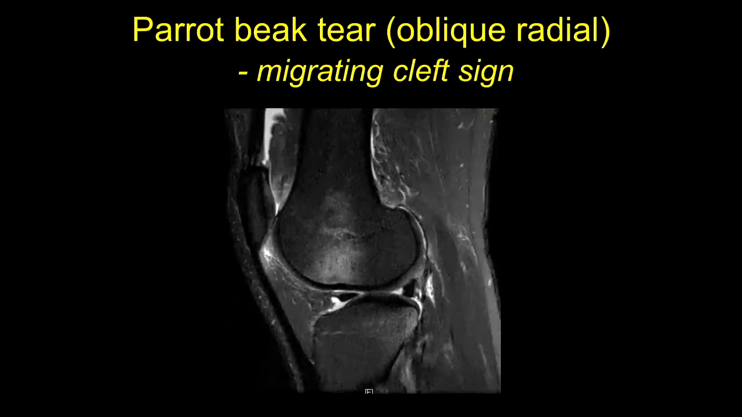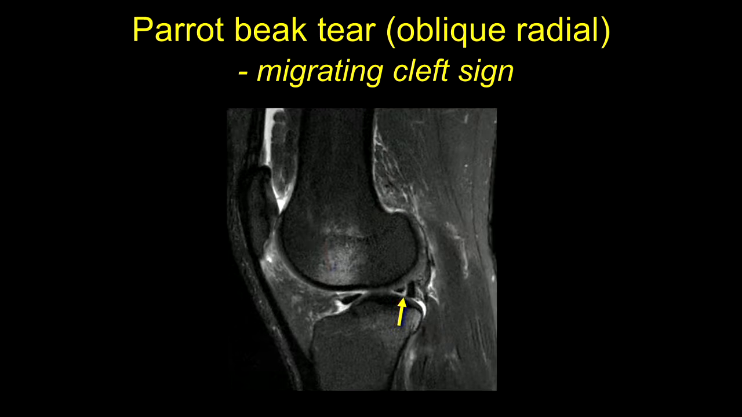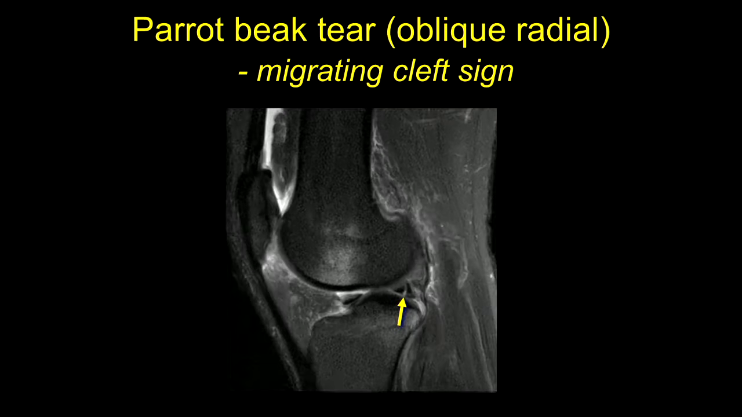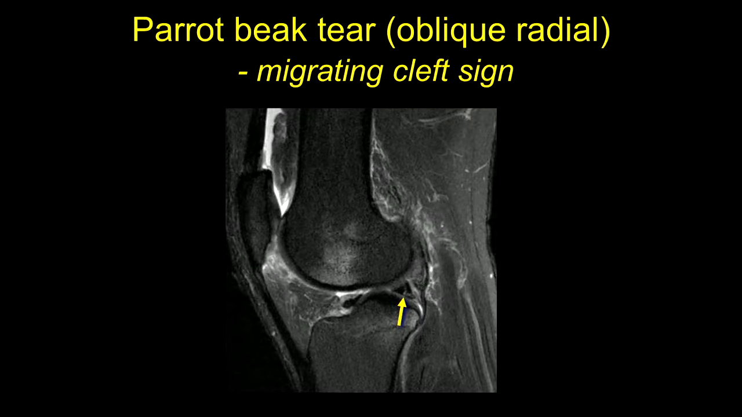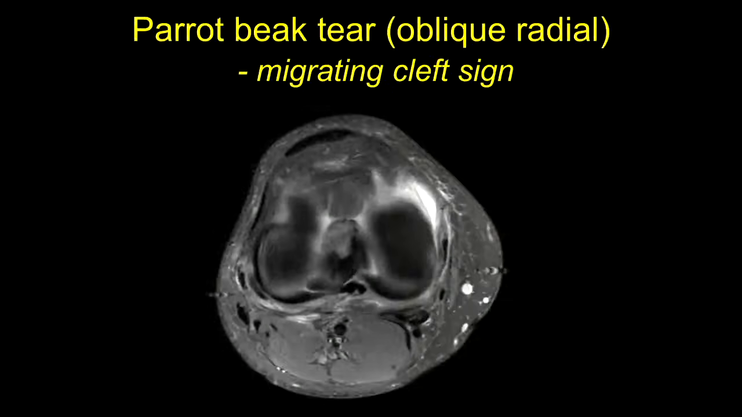If we look at an example, here we can see the significant truncation of the posterior horn of the lateral meniscus in a patient who has an ACL tear with characteristic kissing contusions on the lateral femoral condyle and posterior lateral tibial plateau. Here we can see the truncated meniscus, and as we pass on adjacent slices, you can see the migrating cleft sign extending through the meniscus. When we look on the axial image, you can see the obliquely oriented parrot beak tear.